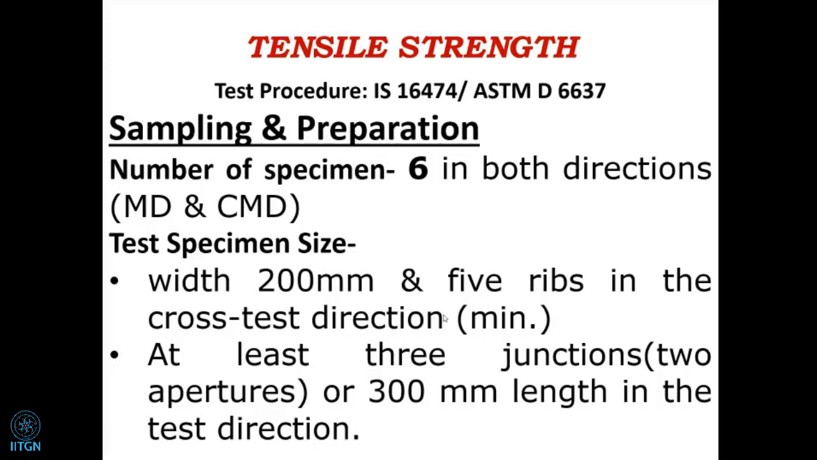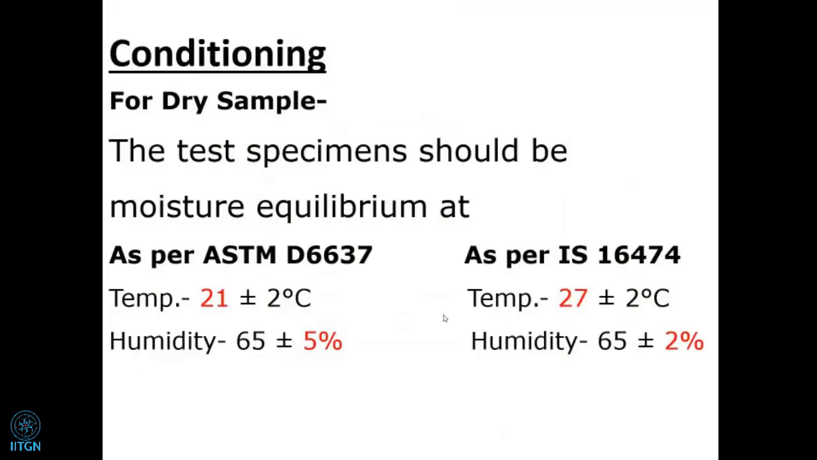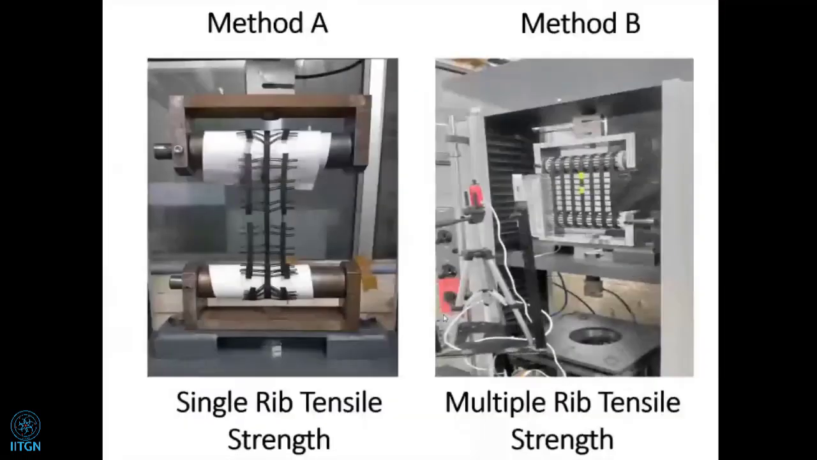in the case of multi-ribs, or in the case of a single rib, we have to have 1 rib. Then we should keep in mind that at least 3 junctions or 2 apertures should be covered in the test sample, like it is shown in this figure. Like this.